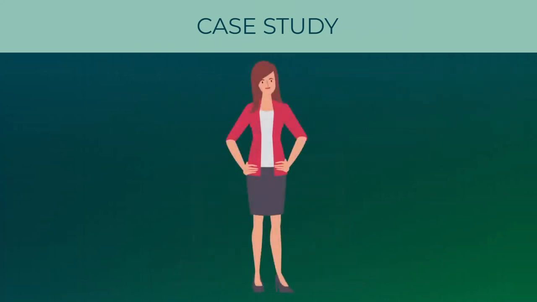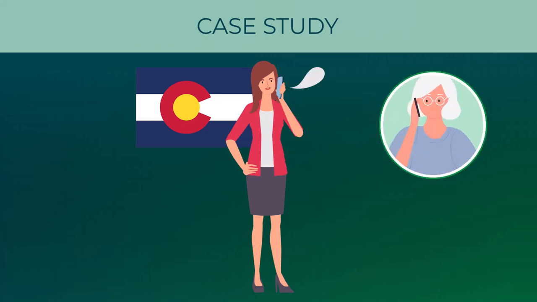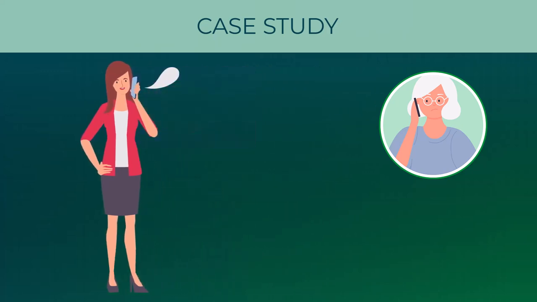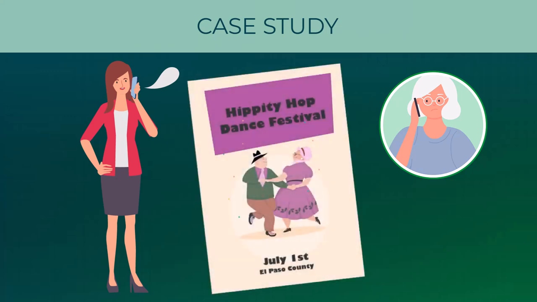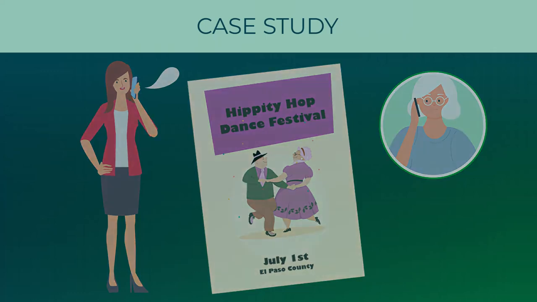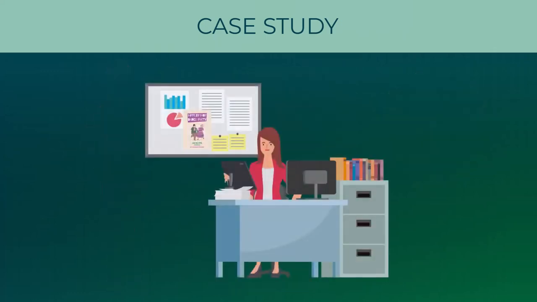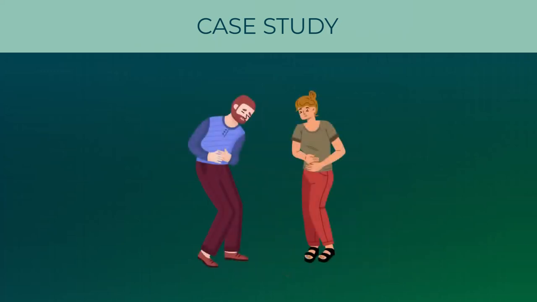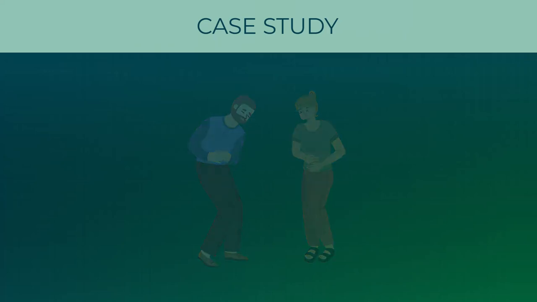An epidemiologist from the El Paso County Public Health Communicable Disease Program received a phone call from the president of a polka dance club, Joy Johnson. Joy was calling on behalf of the dance club members who reported becoming ill following the annual Hippity Hop Dance Festival. After concluding that an outbreak investigation should be conducted, El Paso County Public Health contacted some of the potentially ill individuals from Joy's list to learn more about their illness and the event.